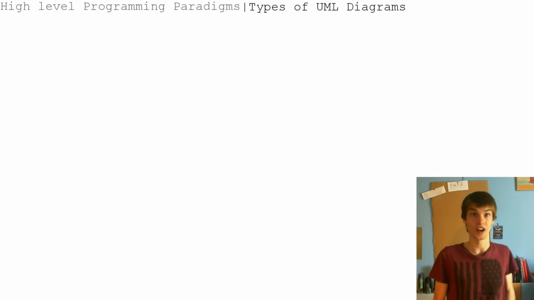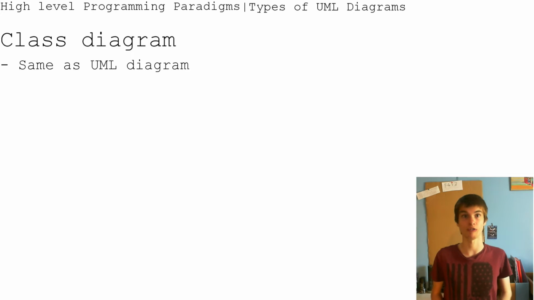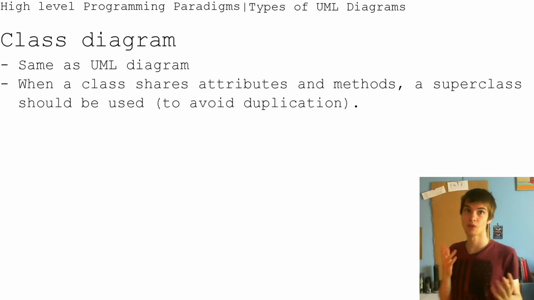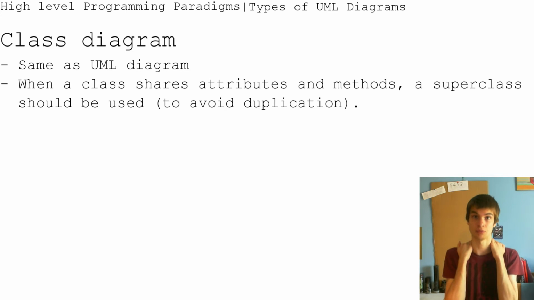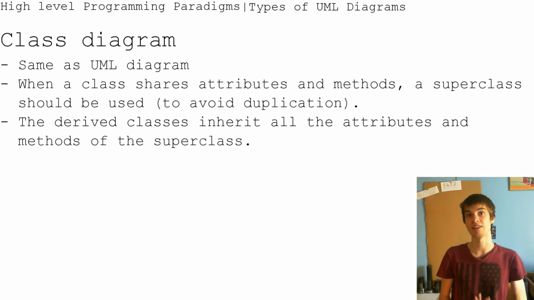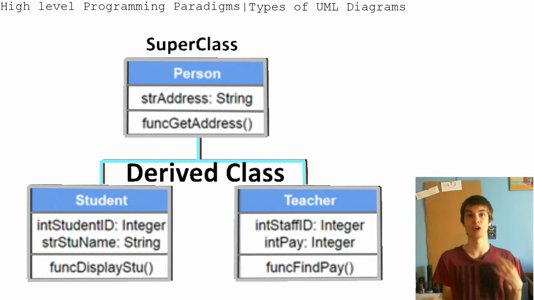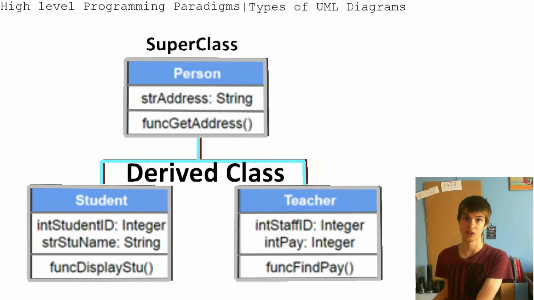So the different diagram types are the class diagram, which is the same as the main UML diagram. When a class shares attributes and methods, a superclass should be used to avoid duplication. The derived classes inherit all the attributes and methods of the superclass. As you can see, this is the same one I used last time. There's the superclass, person, then the derived classes are the student and the teacher.